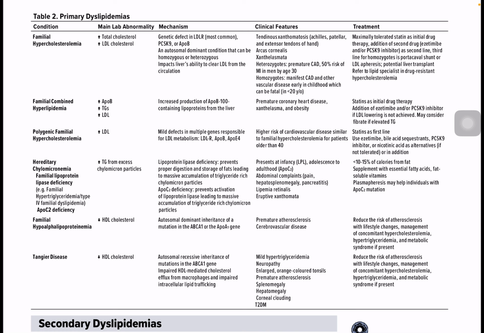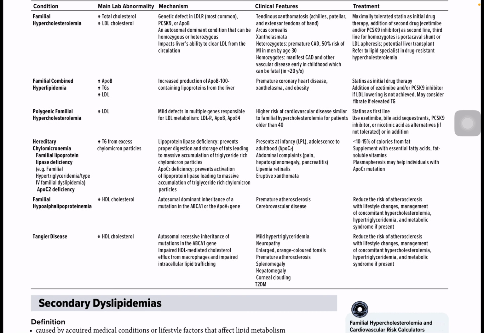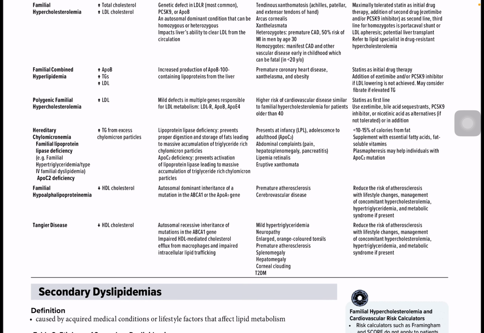What is the difference between this and the other one? Familial hypercholesterolemia just has total cholesterol and LDL, but familial combined hyperlipidemia has triglycerides, LDL, and ApoB. It doesn't have total cholesterol, but it has triglycerides and ApoB instead. So increased production of ApoB-100 containing lipoprotein from the liver, premature coronary heart disease, xanthelasma, and obesity are the clinical features. What do you do? You give statin as initial therapy, addition of ezetimibe, PCSK9 if LDL lowering is not achieved. May consider fibrates if elevated triglycerides. So fibrates mostly work on triglycerides.